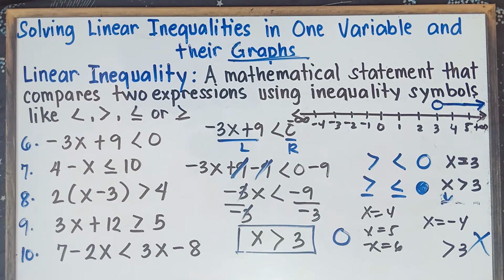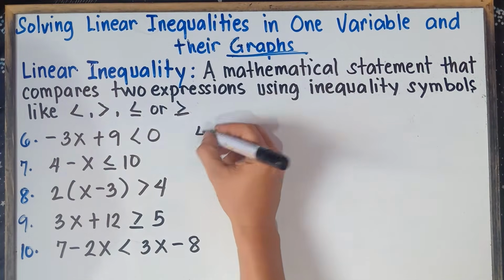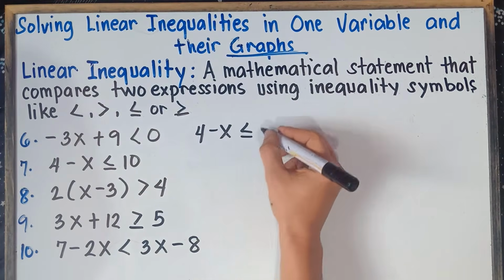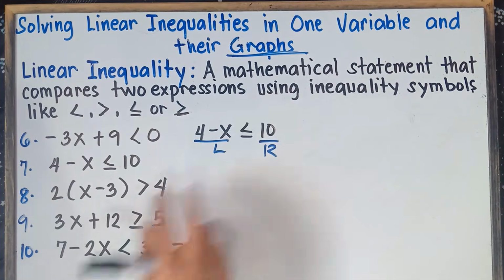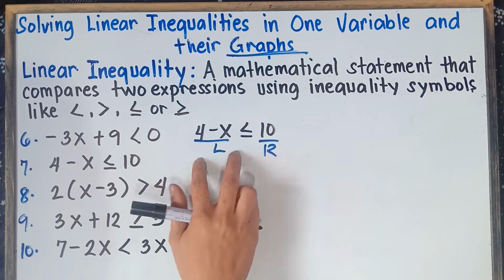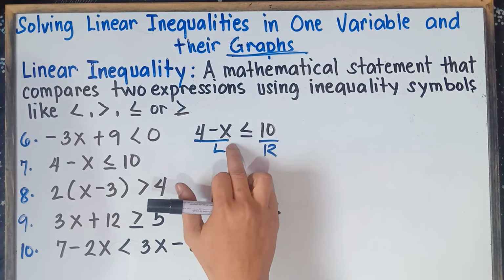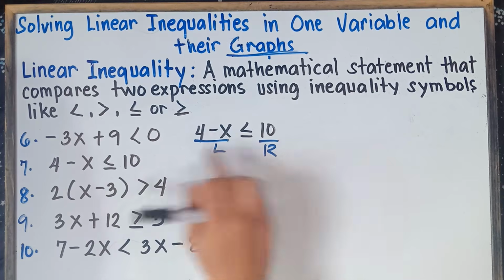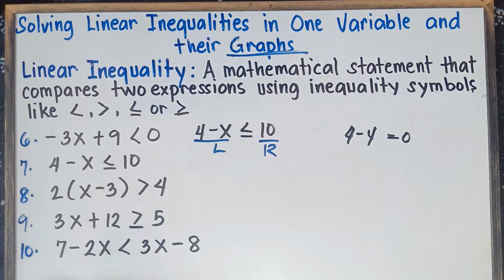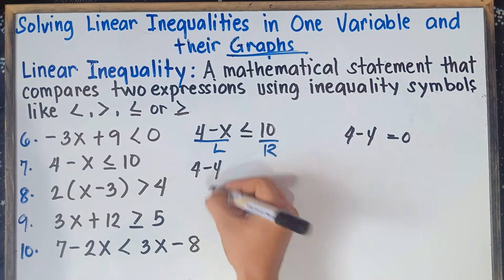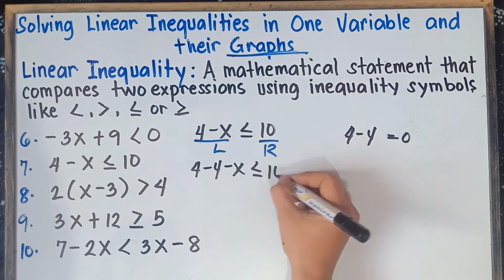Alright, so let's proceed now to example number 7. Our given is 4 minus x is less than or equal to 10. Once again, this is left and this is right. What do we need to do on the left side of this inequality so that the remaining expression will be only negative x? That's correct. We need to subtract both sides by 4, because 4 minus 4 is equal to 0. So, minus x is less than or equal to 10 minus 4.